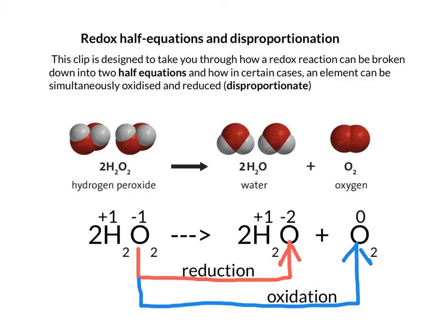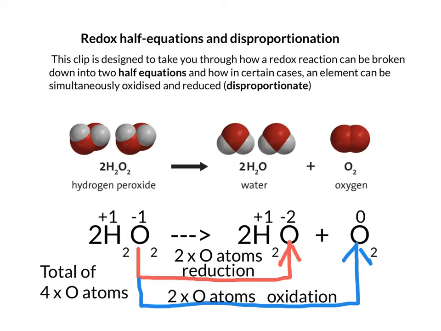So, how does this work? So on the left hand side you have a total of 4 oxygen atoms contained within 2 hydrogen peroxide molecules, 2 of which are reduced and 2 of which are oxidized. So we've had a simultaneous oxidation and reduction of oxygen going on, and oxygen was in the same species, hydrogen peroxide, at the beginning.